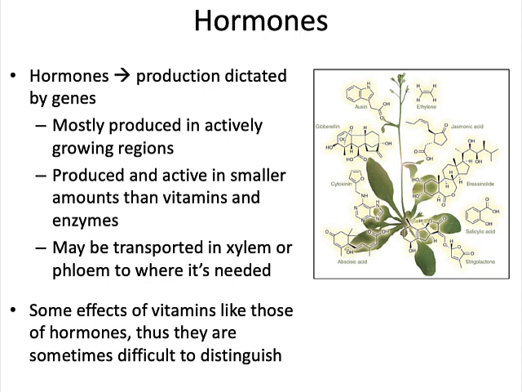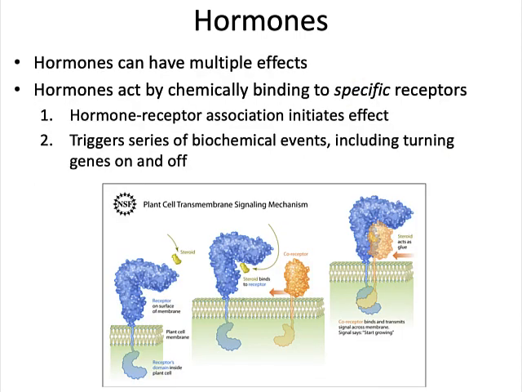It's worth noting that the effects of vitamins are often similar to those of hormones, and thus it can be difficult to distinguish the effects of each in any given plant. Hormones can often have multiple effects. Hormones act by chemically binding to specific receptors. For example, a hormone receptor association will initiate some effect in our plant. This might, for example, trigger a series of biochemical events, including the turning of genes on and or off.